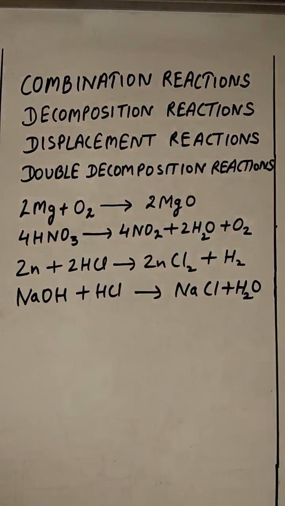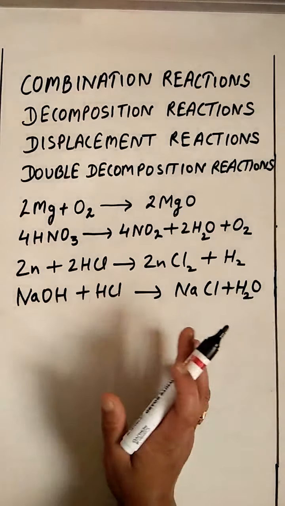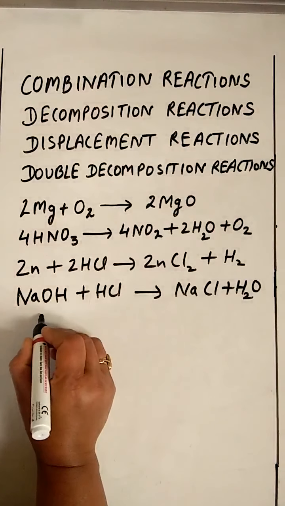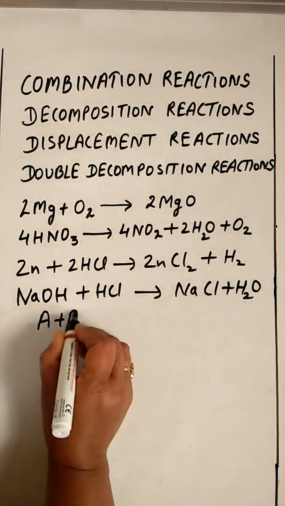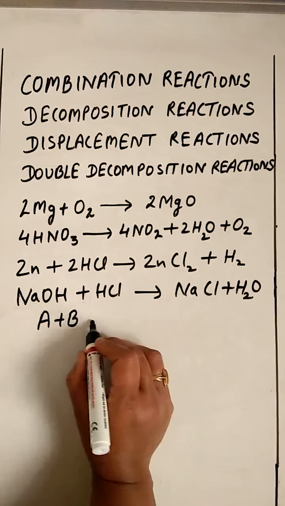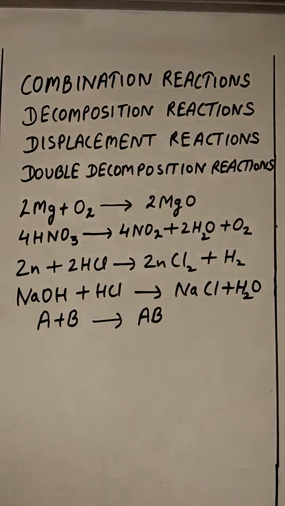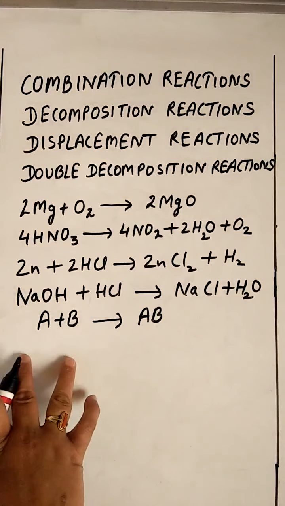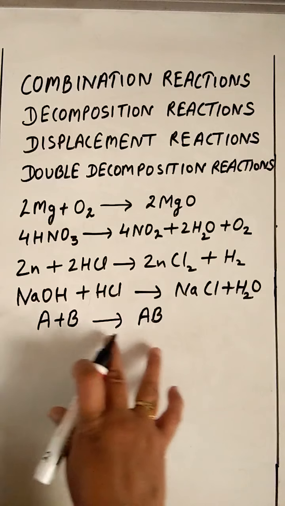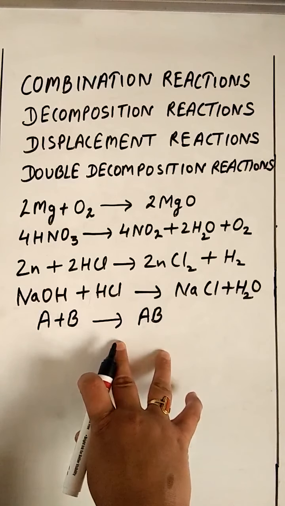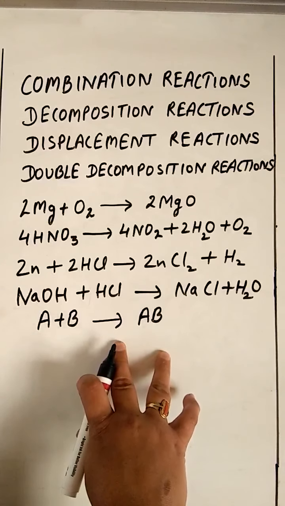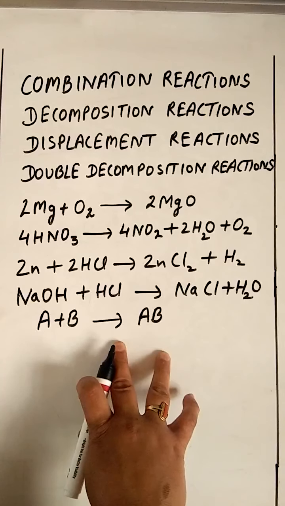So how to predict what kind of reactions these are? Dear students, whenever two or more than two reactants combine together to give a single product, the reaction is a combination reaction. Here, all of you have to keep in your mind that the product is always one. Reactants can be two or many. So, such reactions are termed as combination reactions. They are also known as synthesis reactions.